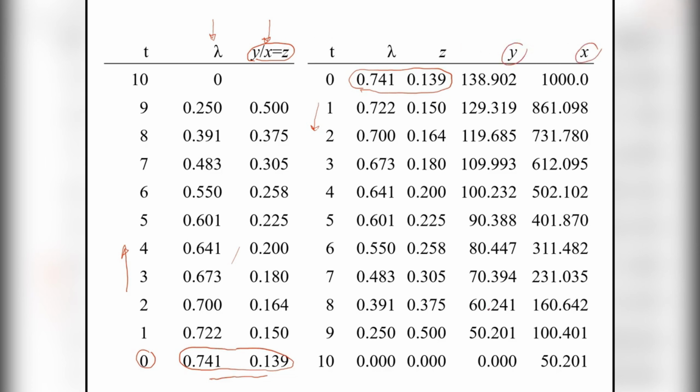And the important thing to realize here is that in the 10th period, there's no harvest. It doesn't pay to harvest, which is why the lambda is 0. And we notice that 50 units of the 1,000 that we started with are still left in the mine. So that is our complementary slackness condition there.